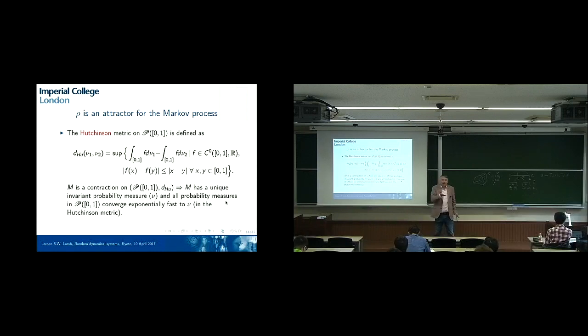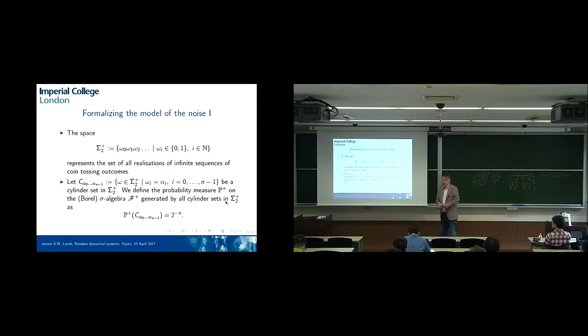Okay, so the question now is, can we do something more than just doing the statistics? With the Markov process, we just do statistics of the one-point process. So the question is, can we do something more? Okay, so what do we do more? It means we have to get more control over the dynamics.